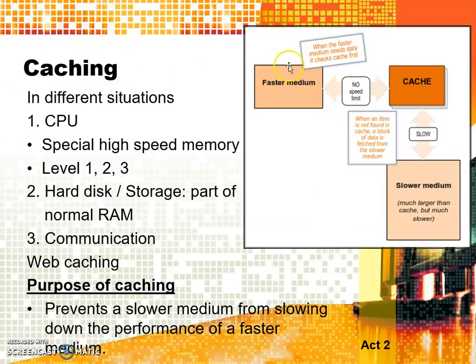Caching. In different situations, a CPU has a special high-speed memory. A hard disk storage is part of the normal RAM, and we use it for communication or web caching. So the purpose of caching is to prevent a slow medium from slowing down the performance of a faster medium. Think of it as temporary memory.